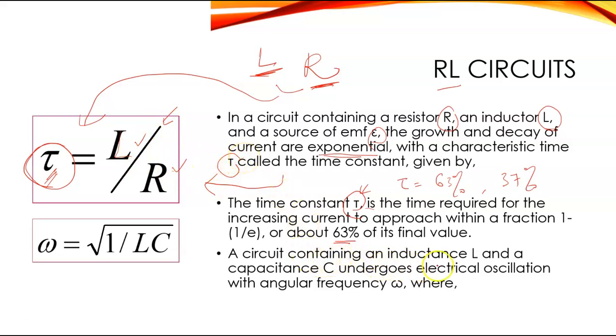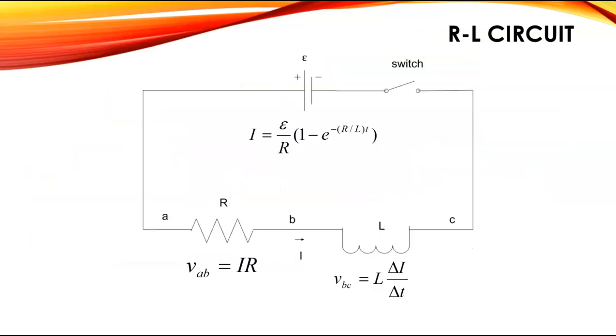Now, a circuit containing an inductance L and a capacitance C, let's say I replace the R with the C, which is our capacitance, undergoes electrical oscillation with angular frequency omega. The omega can be calculated using this equation. So omega, our angular frequency, is equal to the square root of 1 over L times C, where L is the inductance and C is the capacitance. Right, so that was the RL circuit.